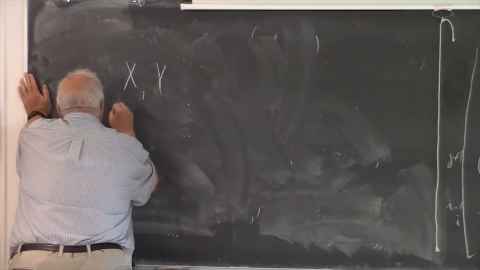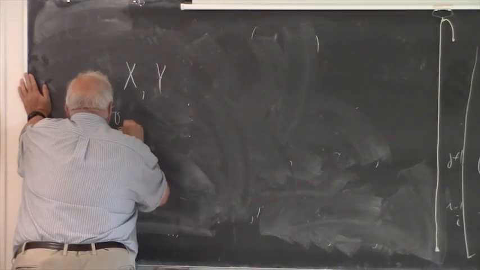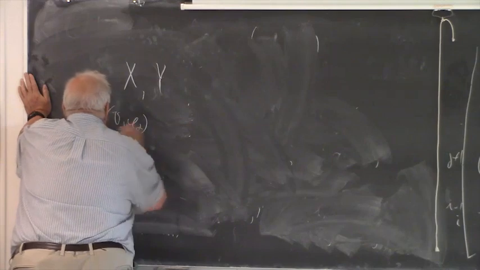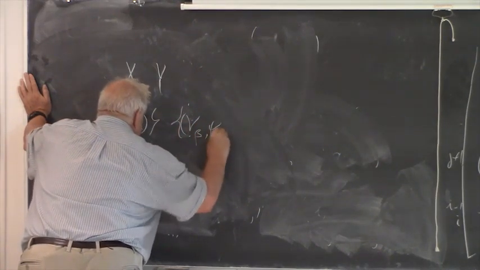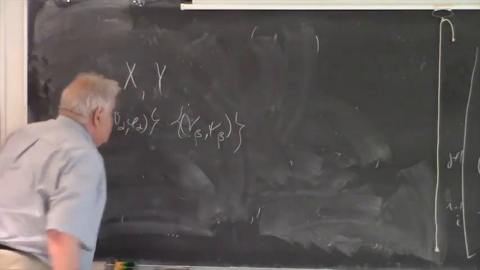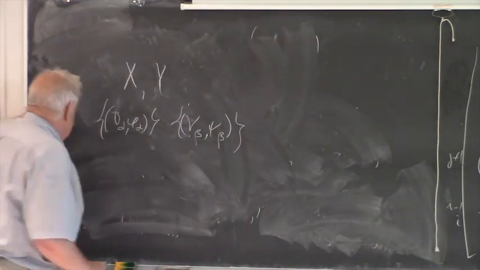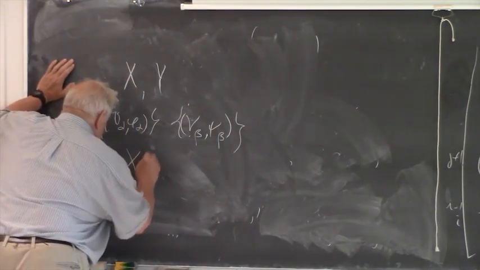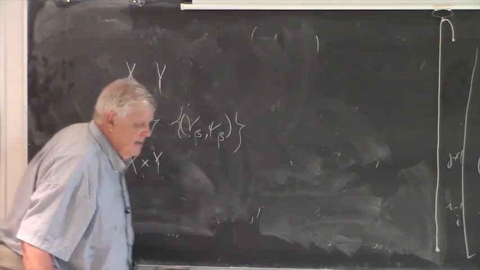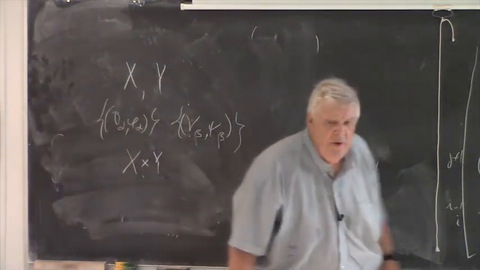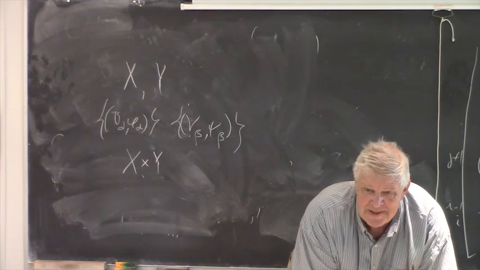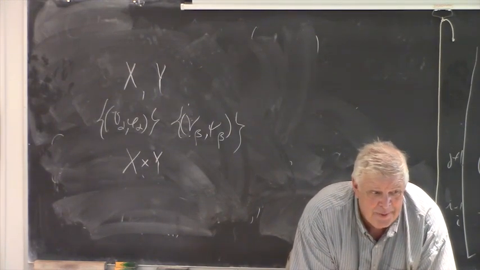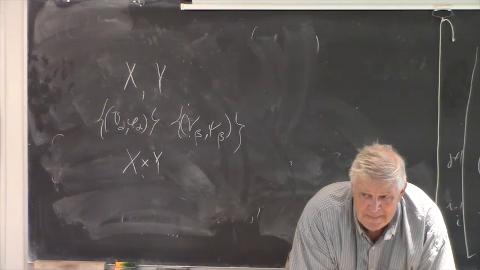And atlases. Here U alpha, phi alpha, and here V beta, psi beta. Then you consider the product X cross Y. It is a product of sets, and I believe you know what it is. If you really want to pretend that you don't know, I can say it is the set of all pairs, a point of X and a point of Y.